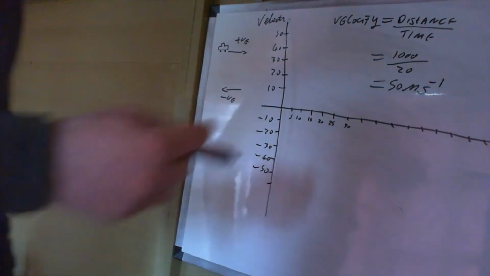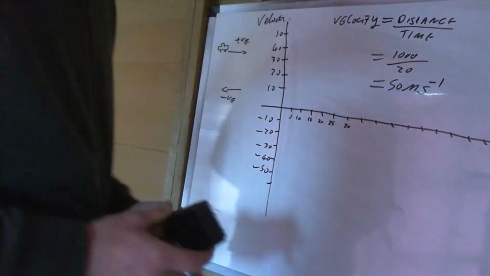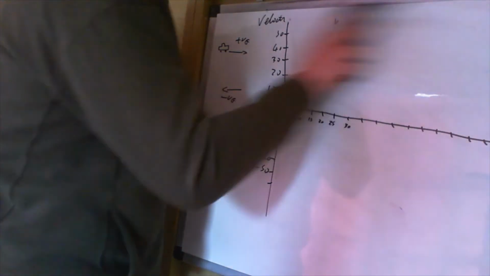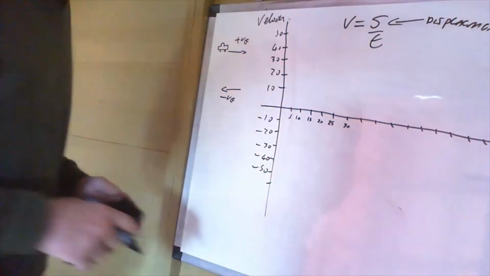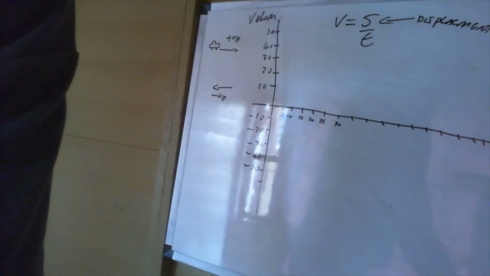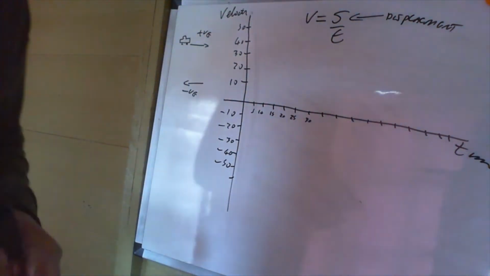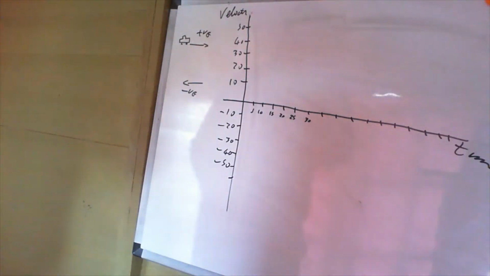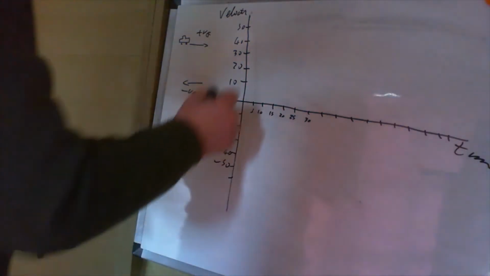You could maybe do it in miles per hour or kilometers per hour. But basically the velocity is the distance over time, or displacement over time. I tend to write this as V equals S over T. This is displacement. Now what I'm going to do here is try and illustrate the difference between the distance travelled and your displacement.